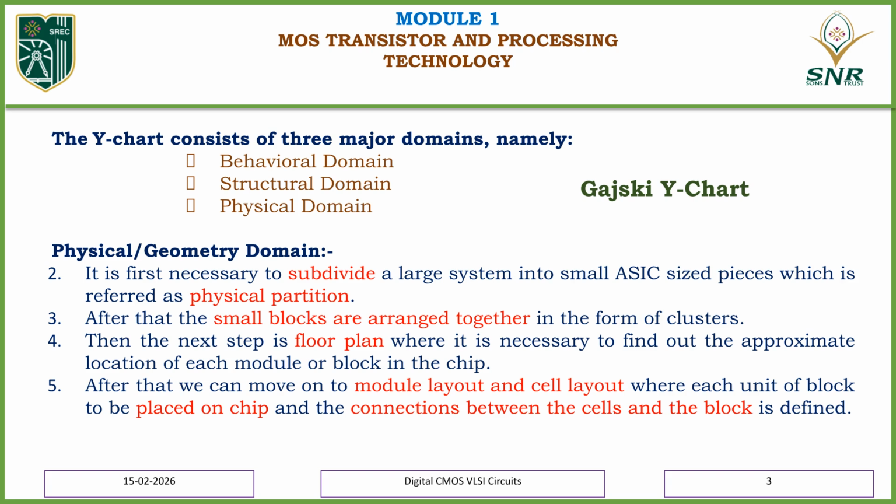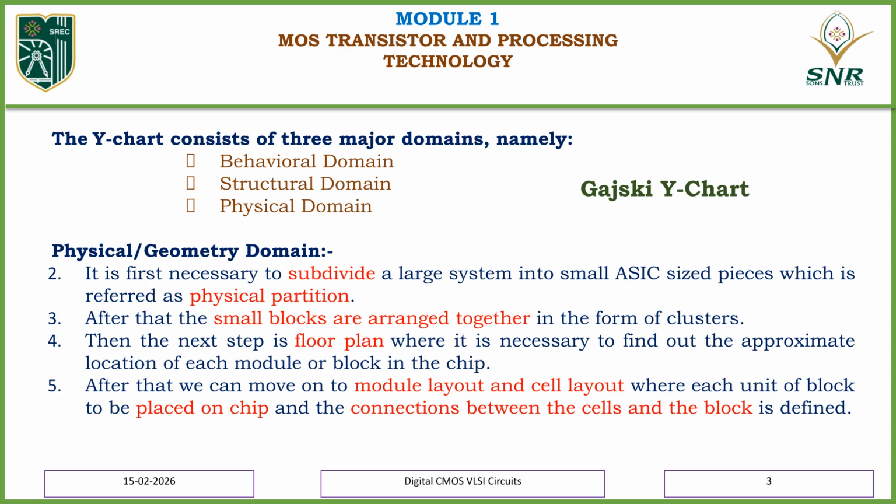Now let us focus on the physical or geometry domain in detail. In modern VLSI systems, we cannot directly place a very large system on a chip. Therefore, the first step is physical partitioning. In physical partitioning, the large system is subdivided into smaller ASIC-sized pieces. This helps in managing complexity and improving layout efficiency. After partitioning, these small blocks are arranged together in the form of clusters. Clustering groups related modules so that communication delay and routing complexity are reduced.